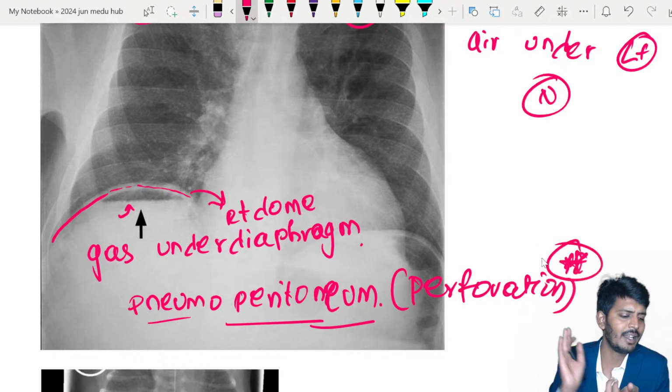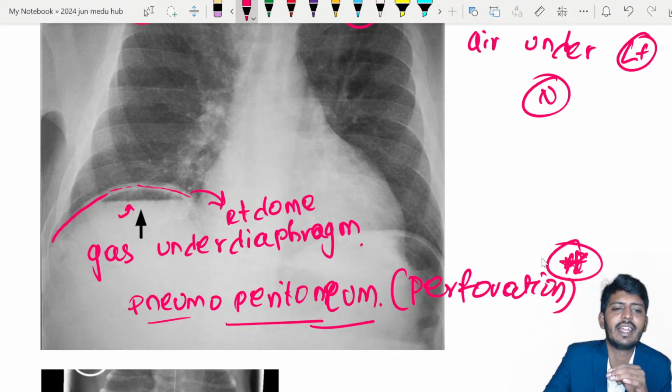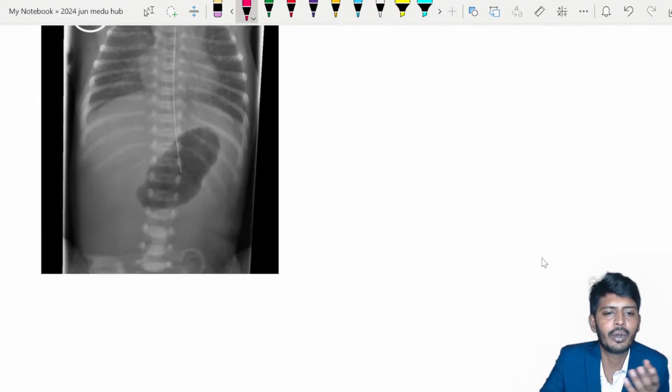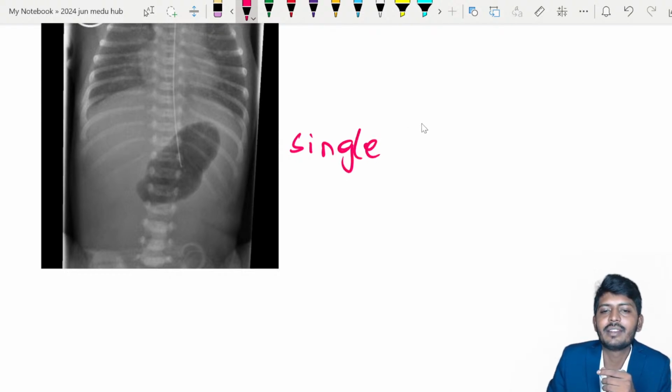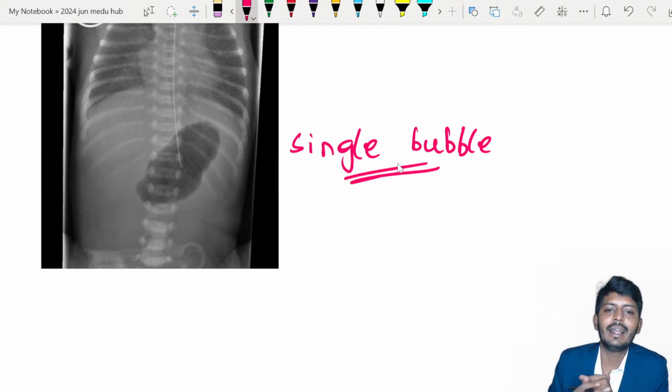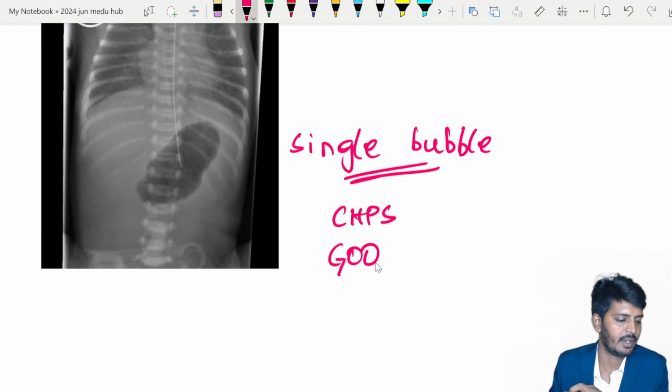So if there is a peptic ulcer, or an ulcer in any other part, that can lead to rupture of the intestines, creating what? Air under the diaphragm. Here we also have one more image, your single bubble sign. There is only one bubble. Single bubble sign suggests what? Congenital hypertrophic pyloric stenosis, or one more possibility, gastric outlet obstruction. Clear? So this is the story of your single bubble sign and a few important non-contrast images in the GIT side as well as the chest.